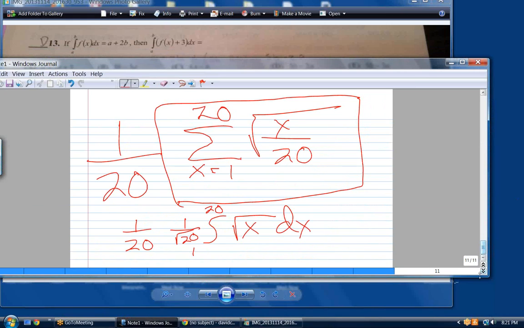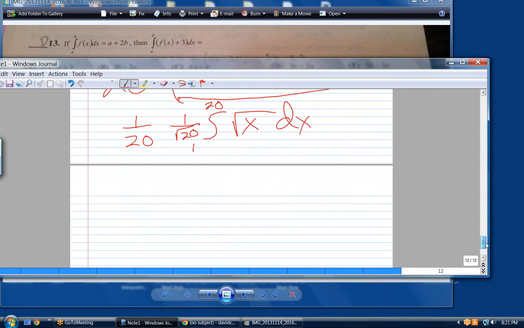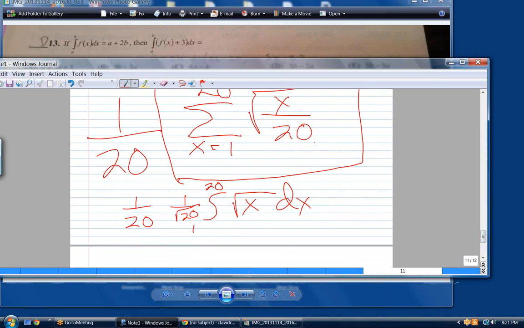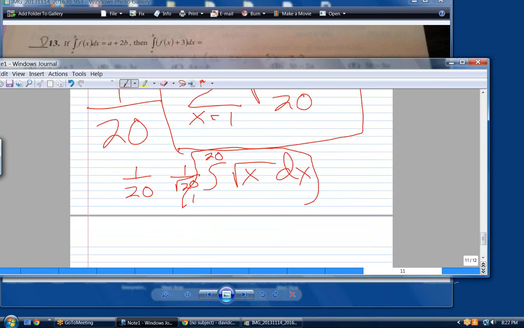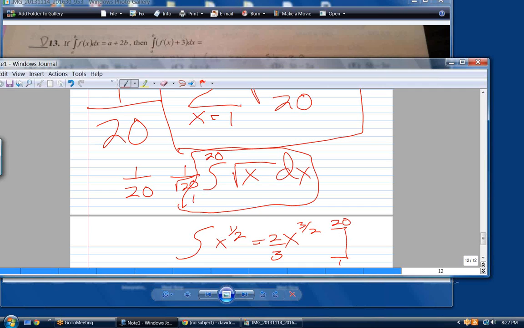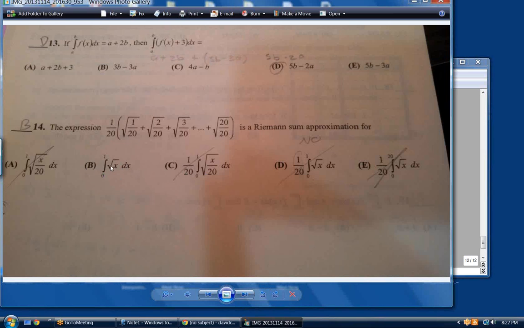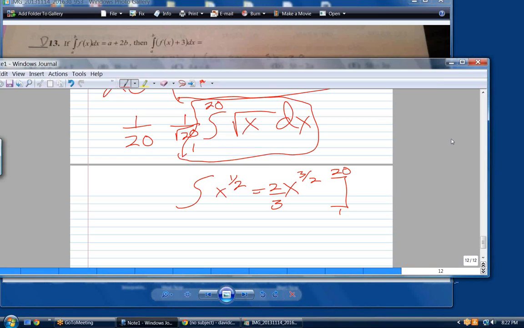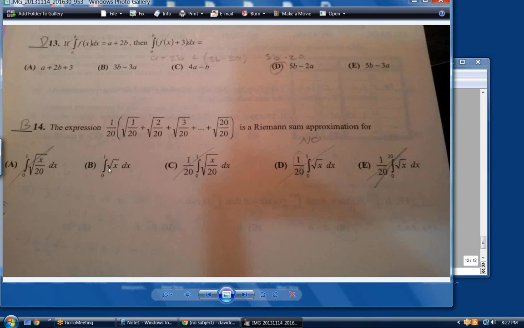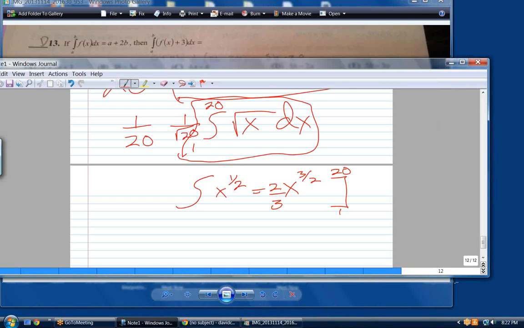Well, let's go further here. I'll show you how she got B as an answer. You accept that I can take the square root of 1/20th out? Yes. Okay, so now all we've got to do is evaluate this integral. The integral of x to the 1/2 is x to the 3/2 times 2/3. I'm going to evaluate it from 1 to 20. Yeah, she had 0 to 1. But notice if we evaluate that, we're going to get the same answer, I bet, as if we evaluate this. And we can certainly evaluate both.